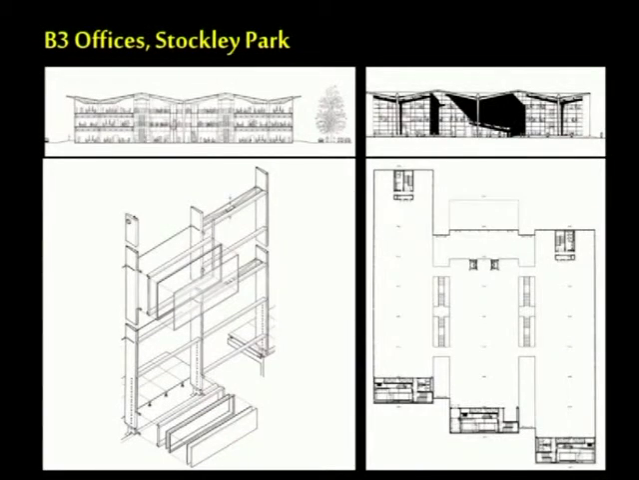These are some of the drawings. There are atria which they were talking about. This is the atria, and these maintain the primary circulation paths. This is a section across the building.